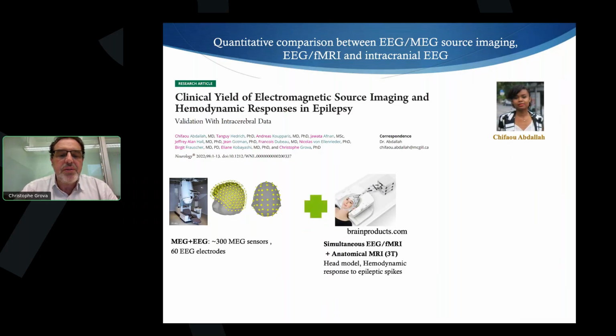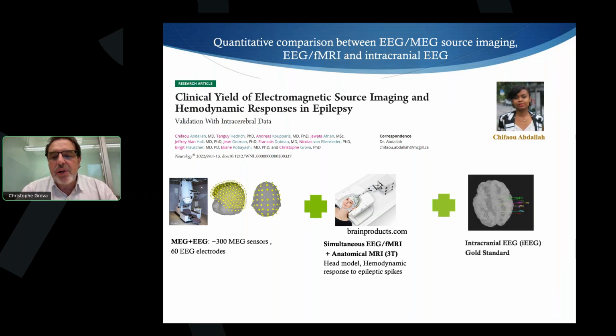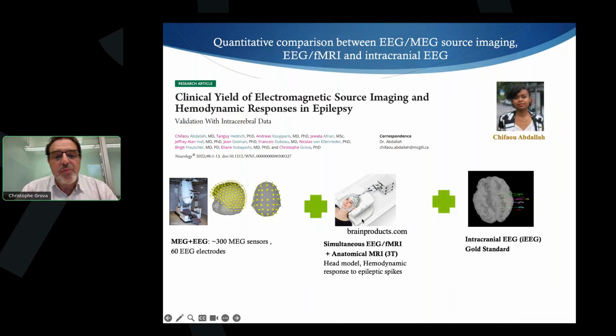So I will not go into the detail of that technique where Dr. Gutman is a pioneer, but basically you detect the spike on your EEG in the MRI scanner and you look at the hemodynamic response to that, so the blood flow response to the spike. And then we had intracranial EEG. So of course, non-simultaneous, but then we tried to compare all that.